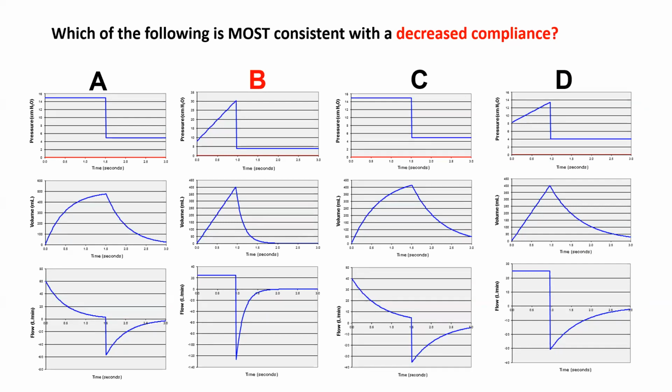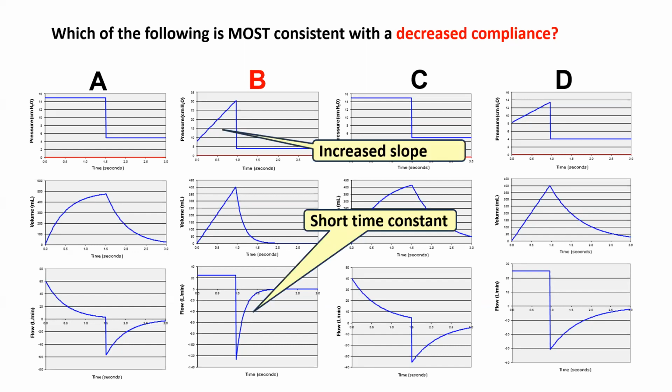The answer is B. Why? Because we have a short time constant. How do we know it's short? Because the flow returns very quickly. We also have an increased slope on the pressure waveform. And it turns out the slope, the change in the rise over the change in the run, is proportional to elastance. So a high slope is a high elastance. High elastance means low compliance.